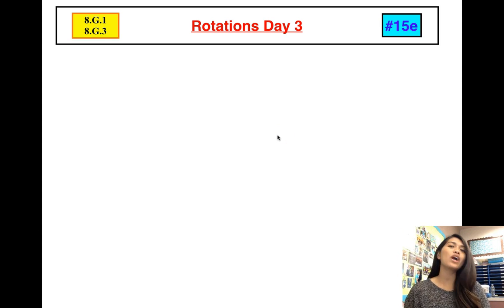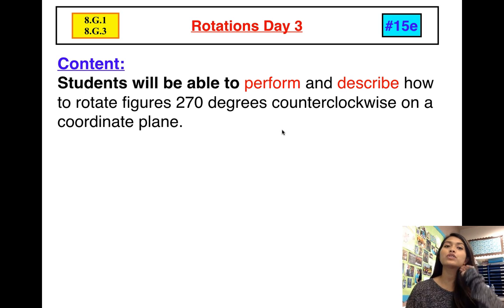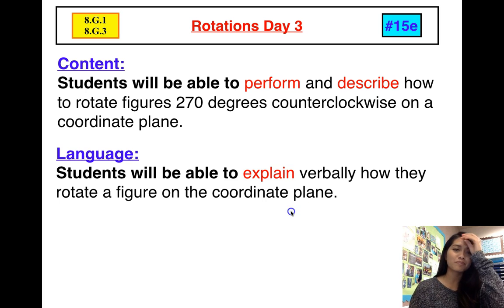Welcome back. Today we are working on rotations day number 3. Our content objective is students will be able to perform and describe how to rotate figures 270 degrees counterclockwise on a coordinate plane. So we've gone over 180 degrees counterclockwise, we've gone over 90 degrees counterclockwise, so the last one we're going to go over is 270 degrees counterclockwise.